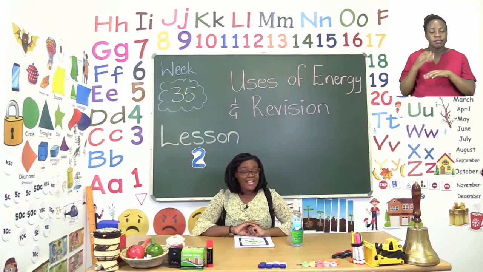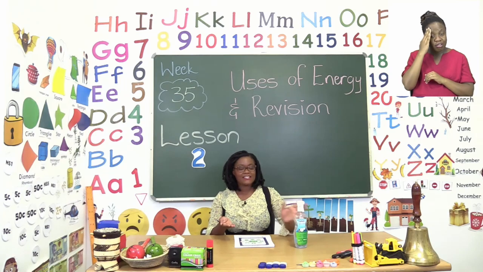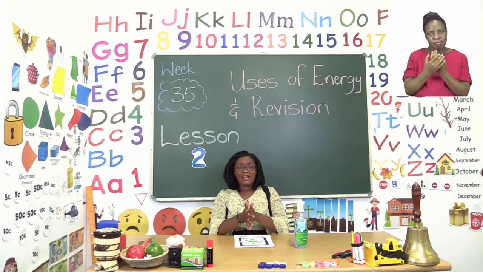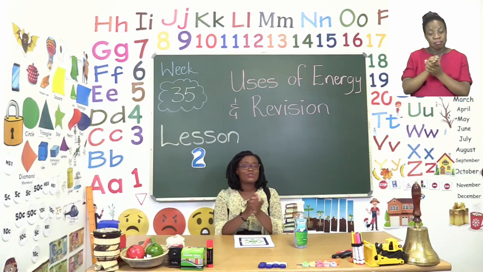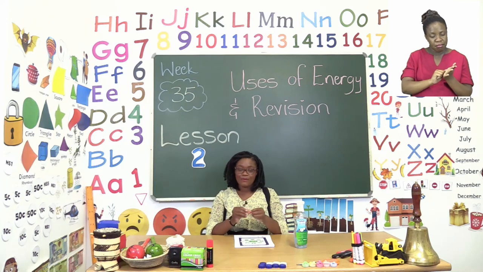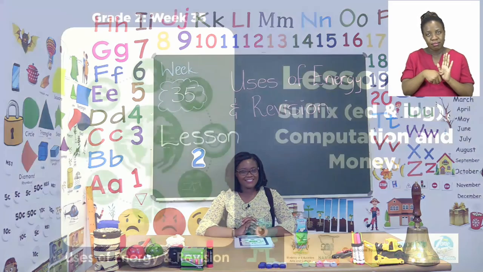Before we get into any lessons, boys and girls, we know that we need to sanitize. So let's take our sanitizer and rub our hands. Remember, if you don't have sanitizer, that's okay. You can use soap and water. Just make sure that you run your hands under the tap for 30 seconds. Make sure your hands are dry before you touch anything else.